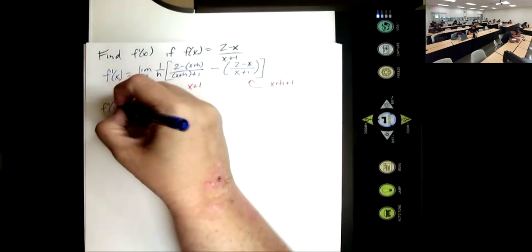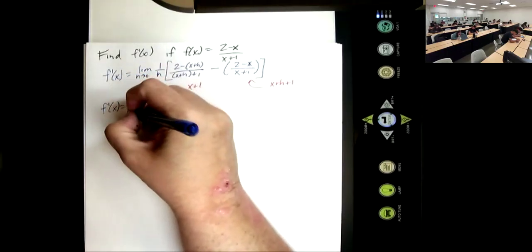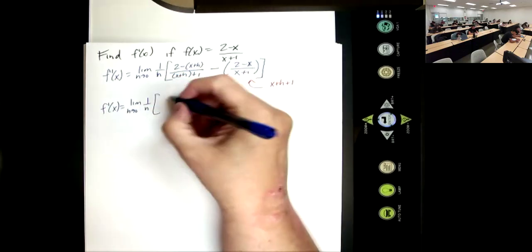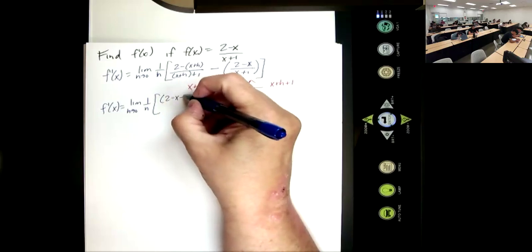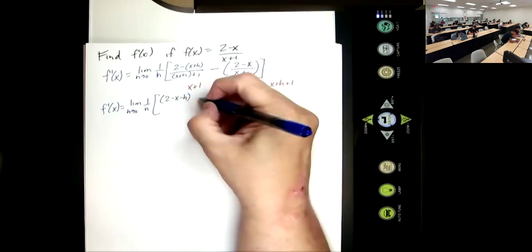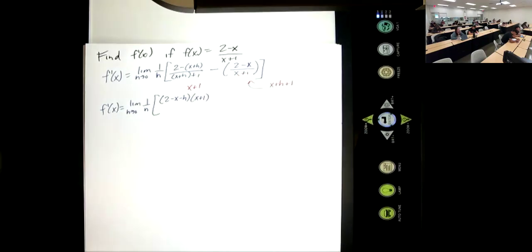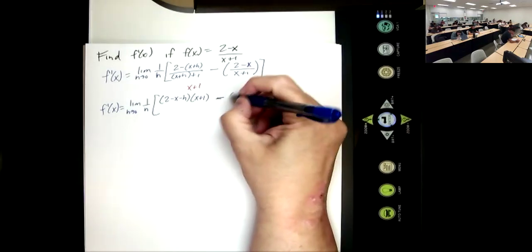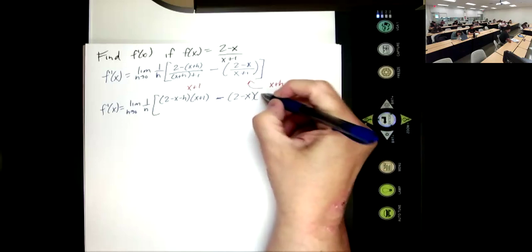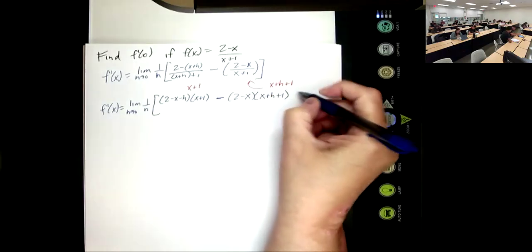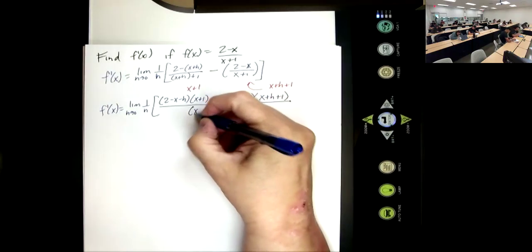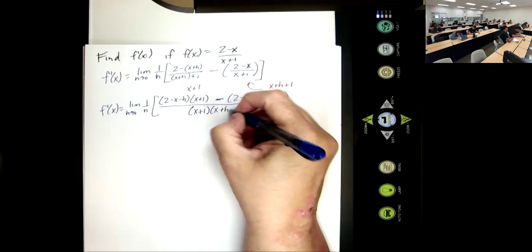So f prime of x. Limit as h goes to 0, 1 over h. We're gonna have, well, I'll distribute that minus real quick right there, times x plus 1. And then we have the 2 minus, we're doing minus, and then we have 2 minus x, and that's getting multiplied by the x plus h plus 1. And now we have this big old giant mess of x plus 1 and x plus h plus 1.